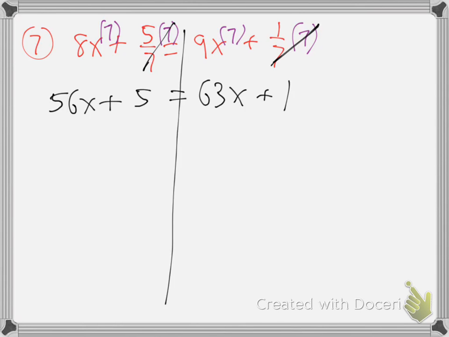Let's keep going. So now, what's the next step? We have x on opposite sides. What do we do with x on opposite sides? We take the smaller. Yeah, when we have x's on opposite sides, we do the opposite of the smaller, right? So get rid of that 56x. And whatever you do to one side, do to the other.